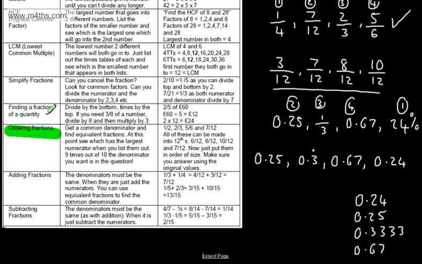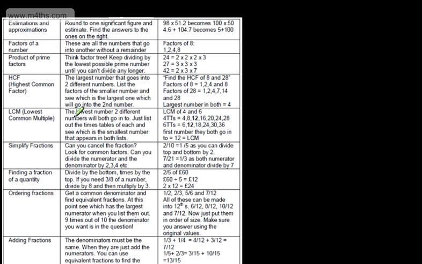Okay, let's now look at adding fractions. Okay, when we're adding or subtracting fractions, the denominators must be the same. So if I have now, let's say I've got 1/4.